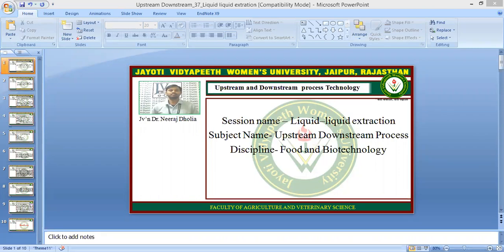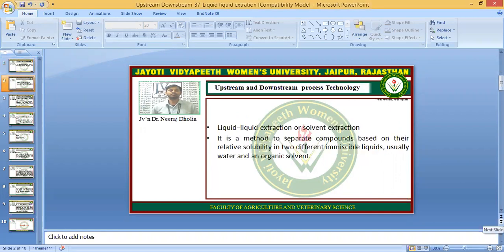So today we are going to discuss the topic liquid extraction or LLE. It comes under the subject upstream and downstream process. So let's start. The liquid extraction, or solvent extraction, is also known as solvent extraction because here we use various solvents to extract some compounds or specific compounds. Basically, it is a method to separate compounds based on their relative solubility in two different immiscible liquids. Immiscible means two solvents or two liquids which cannot be mixed.